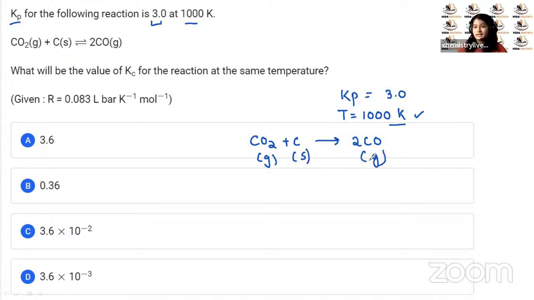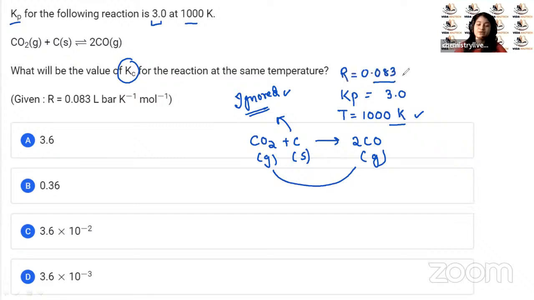The rest of them are in gaseous state. So while considering the equilibrium, we are going to consider only the gaseous substances. This has to be ignored. What will be the value of Kc? We are having the value of Kp, we are being asked the value of Kc, and the value of R is also given to us, 0.083.